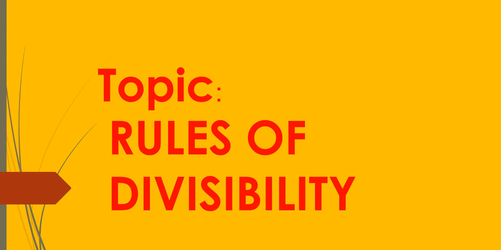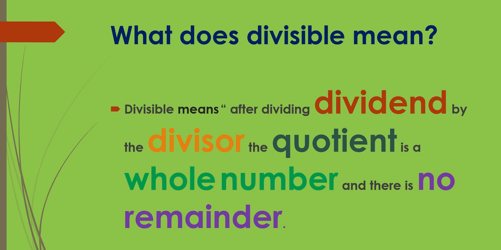Today my topic is rules of divisibility. In this topic we will learn different rules that how a number is completely divisible by another number. First of all, what does divisible mean? Divisible means after dividing dividend by the divisor, the quotient is a whole number and there is no remainder.